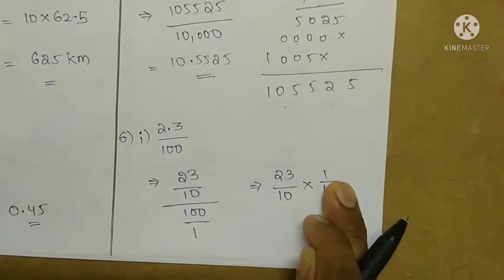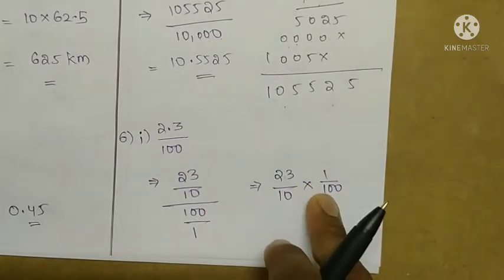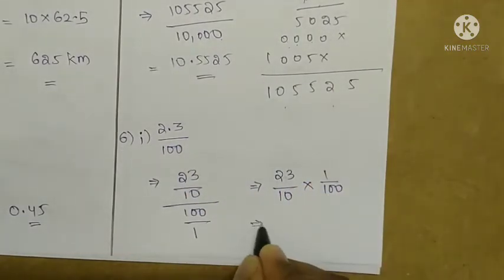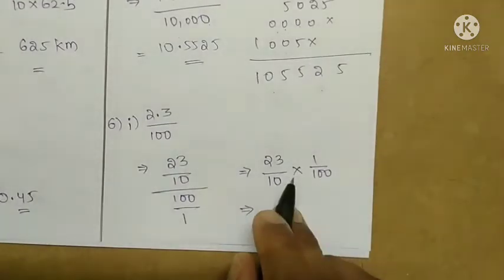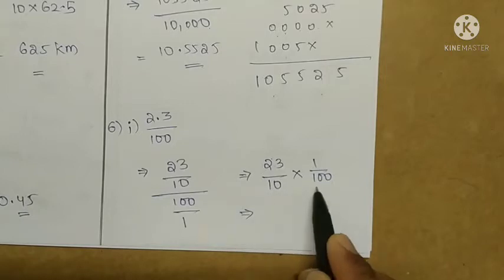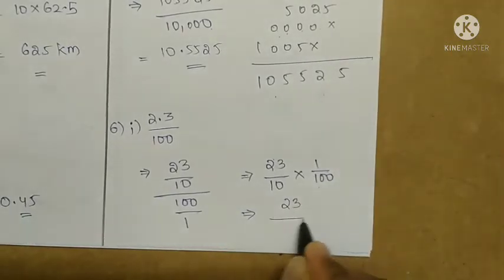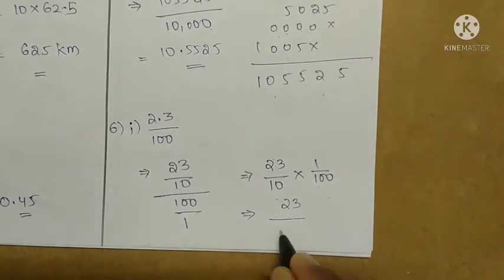So then we can get multiplication result 23 by 10 into 1 by 100. So in this fractions multiplication we have to multiply numerators with numerator, denominators with denominator. 23 into 1 is equals to 23. 10 into 100 is equals to 1000.